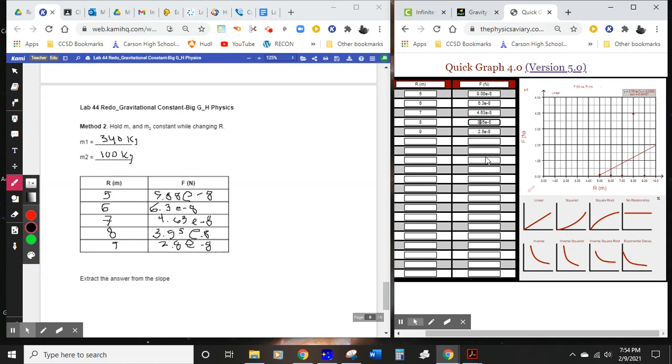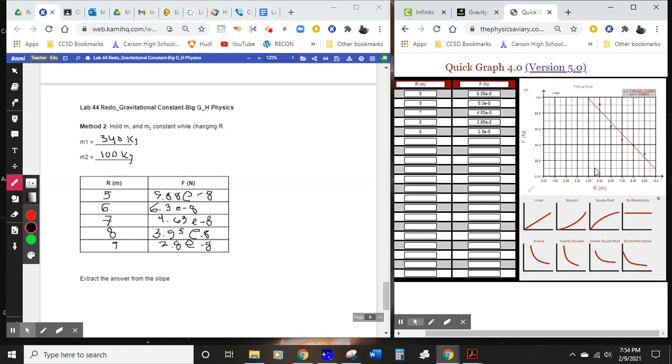We have, let's see, do we have everything here? 3.95 e minus 8. Okay, so obviously it's not linear. So let's go ahead and get rid of the graph here.